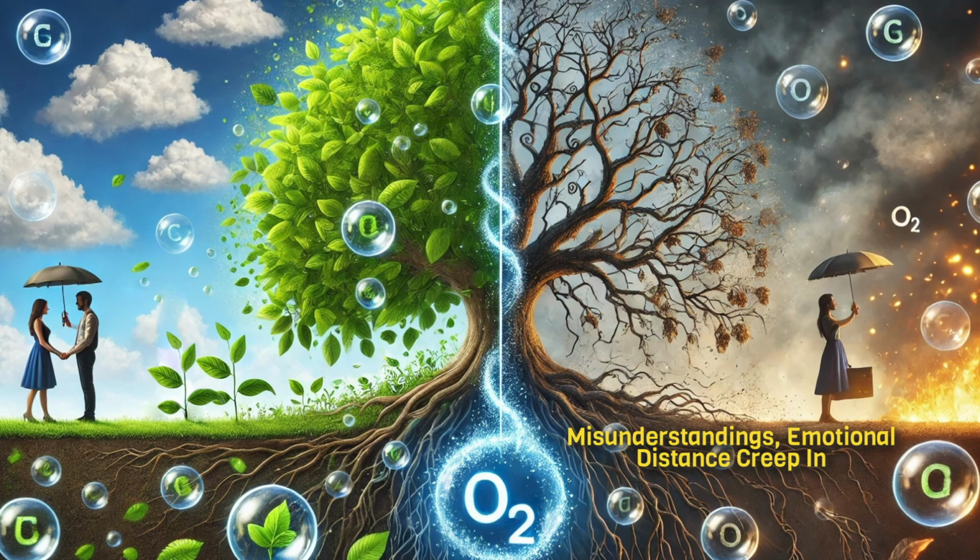Notice how the sky above is dark and heavy, the soil cracked and dry. Without communication, misunderstandings, resentment, and emotional distance creep in, just as this tree loses its life.